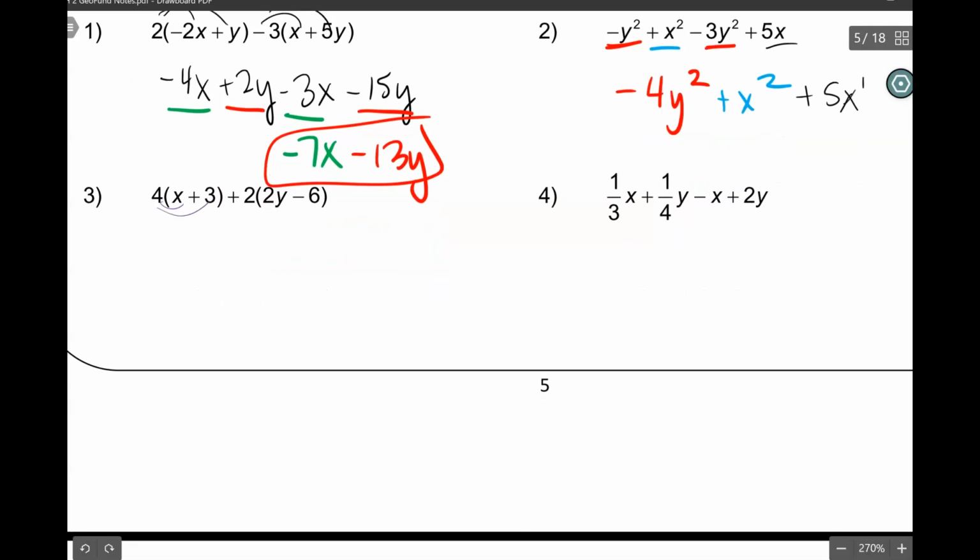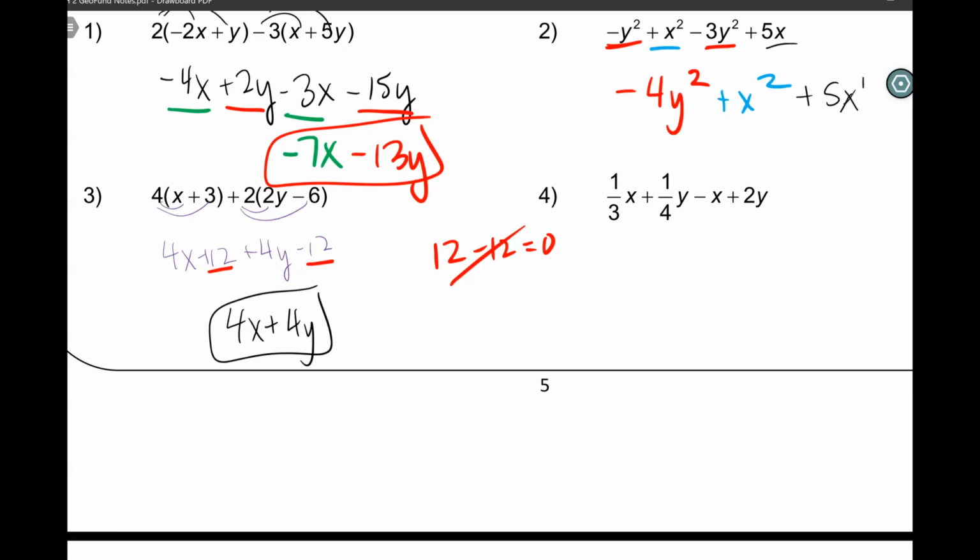Now I want to distribute this 4 out, distribute the 2 out. 4x plus 12 plus 4y minus 12. Notice that the plus 12 and the minus 12 go away. They cancel. So I have 12 minus 12, that's 0. They go away. So my answer is 4x plus 4y.